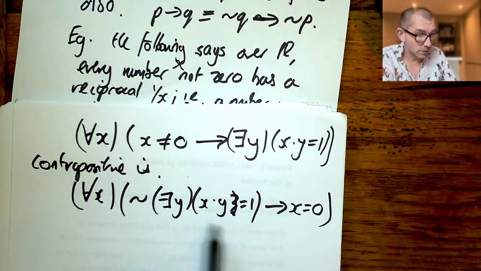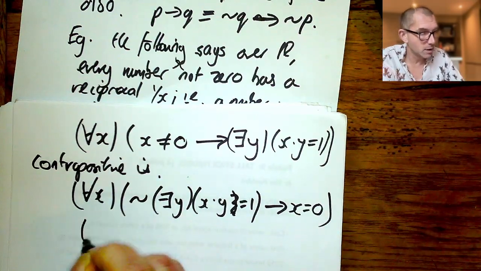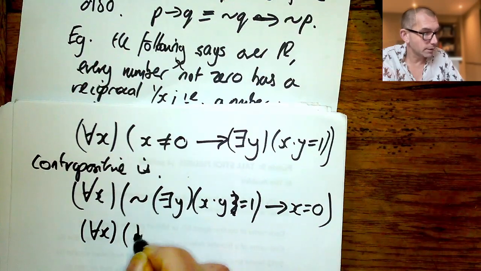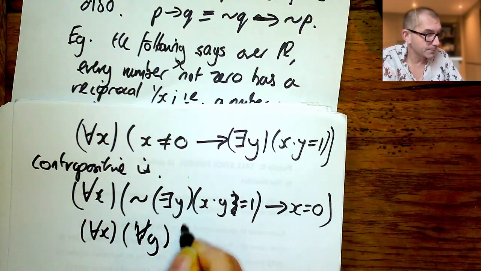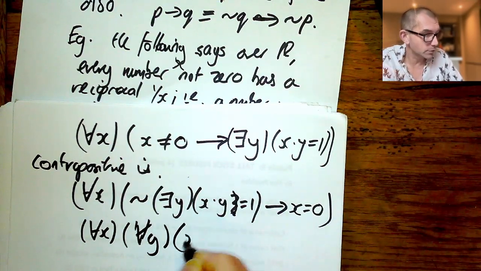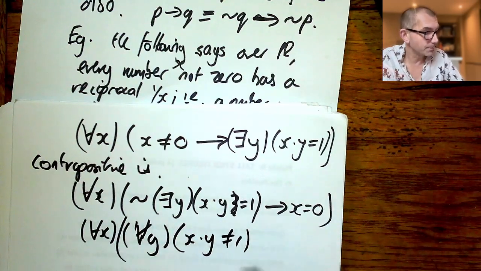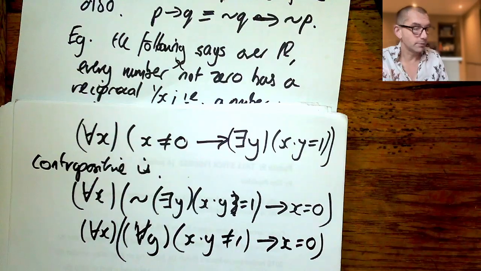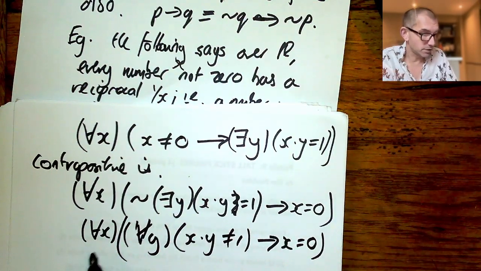But I can even do a little bit more manipulation here, because I can move this not past the quantifier. So I can change this to a for all y, and then I change this to the not version of it. So x times y is not equal to 1 implies x is 0. Okay? So let's check it still makes sense.